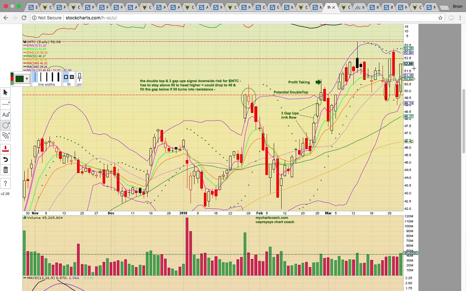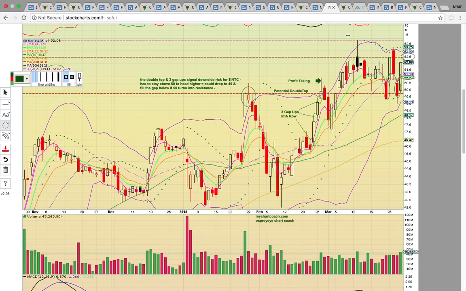Okay, if it holds that level, that would be a nice change in trend from the last few days. And then what you're looking for is a close above 52.50. All right, so that's the all-time high close for Intel. Intel is into blue sky breakout territory.